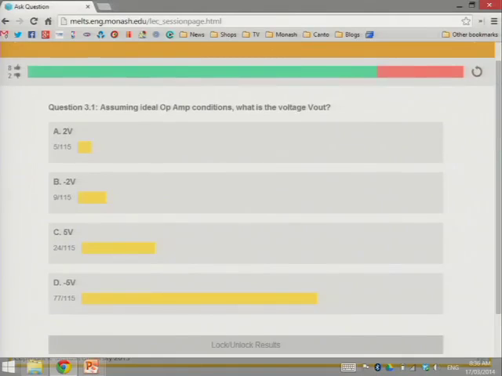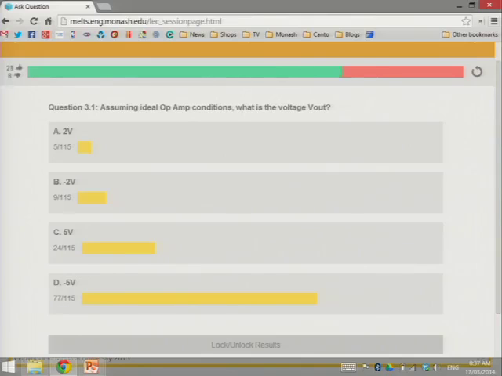So we've got a majority of people saying it's D, -5 volts. A minority of people saying it's 5 volts, and we're getting really small: 9 out of 115 take -2 and 2 volts. Previously, I did see that this was pretty equal for the 5 volts and -5 volts. Okay, so the actual correct answer is, in fact, D.